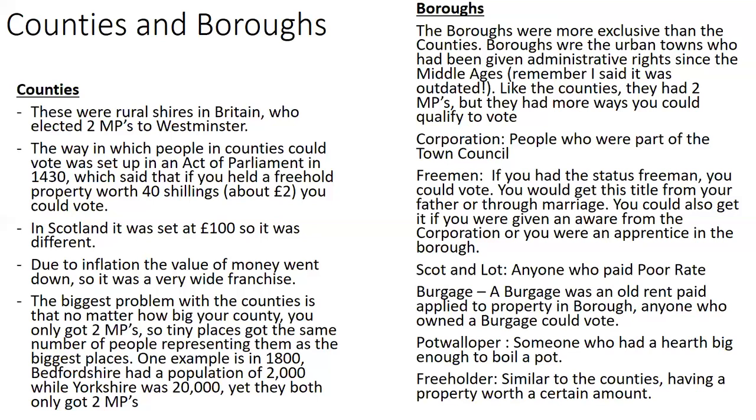Likewise, another qualification was through the burgage. A burgage was an old rent that was paid that applied to a property in a borough. Anyone who owned a burgage could vote. That one's more confusing, okay? But it's basically a rent that was paid that applied to property. So if you had an old property in a borough and you paid rent on it, known as a burgage, you could vote.